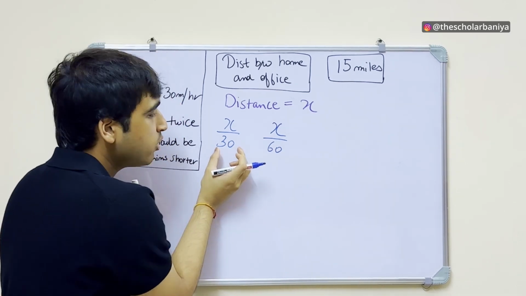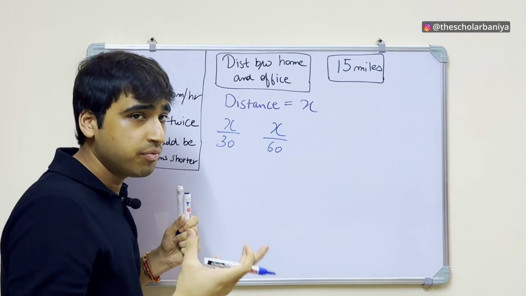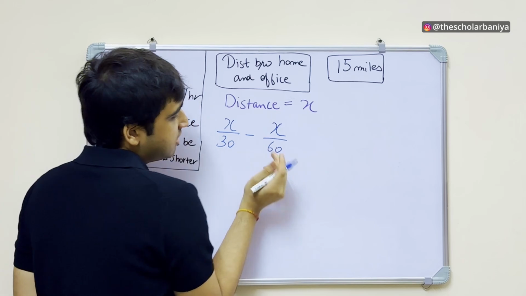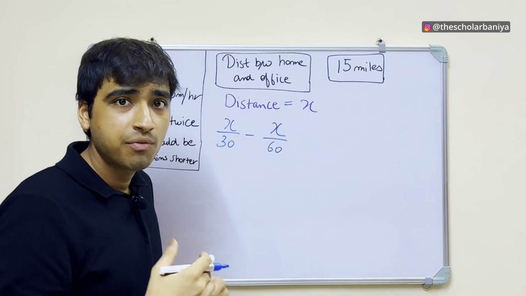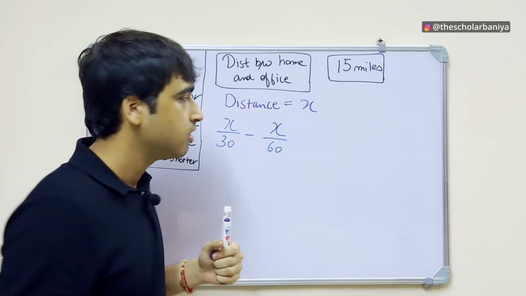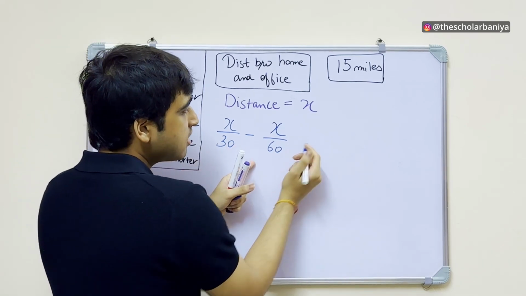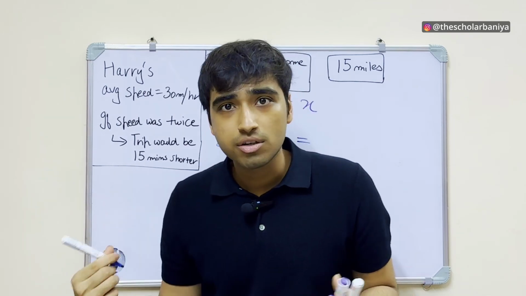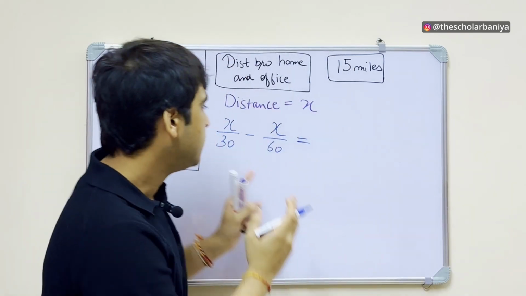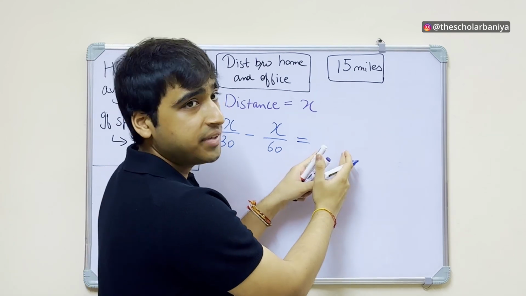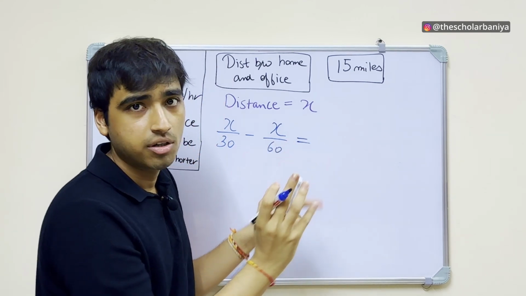So this is the total amount of time which we were taking originally, minus this, the total amount of time which we are taking after we have increased the speed to double. So if we subtract this from this, this tells us how much the trip has become shorter, right? So for example, earlier we were taking 45 minutes, now we are taking 30 minutes. So 15 minutes, the trip has become shorter, right?